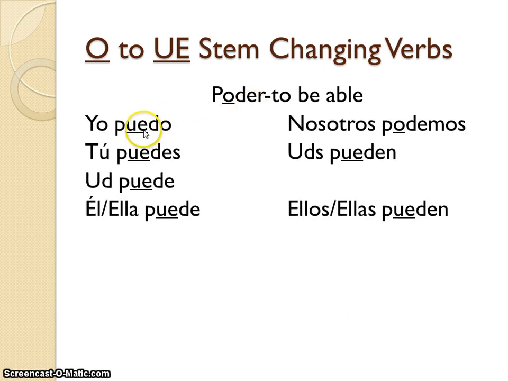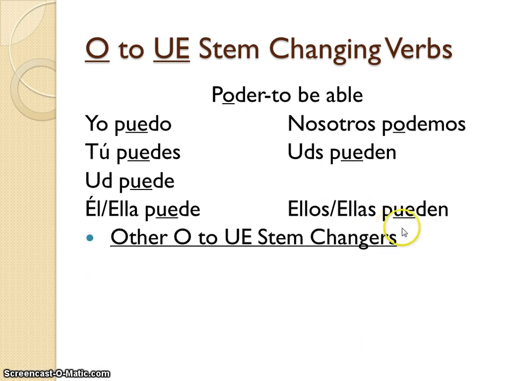Okay, yo puedo, tú puedes, usted puede. We have the él and ella form, which is puede. Nosotros podemos. Remember, we don't stem change in a nosotros form because of the ending. Ustedes pueden, ellos and ellas pueden. Okay, so the O's change to UE. Now let's look at other O to UE stem changing verbs.